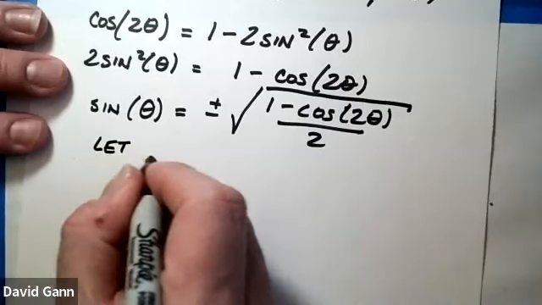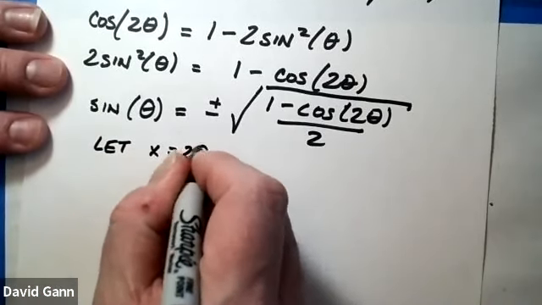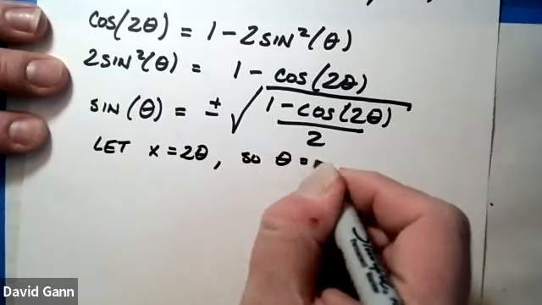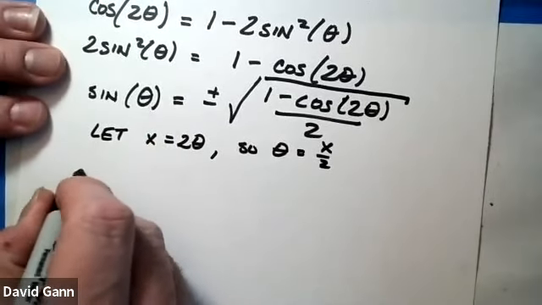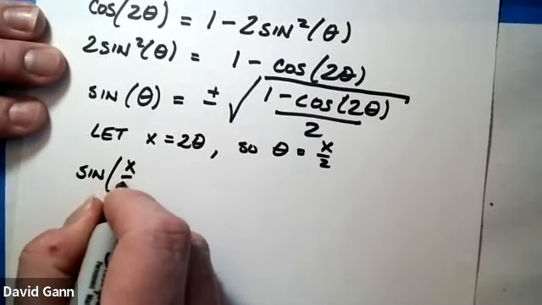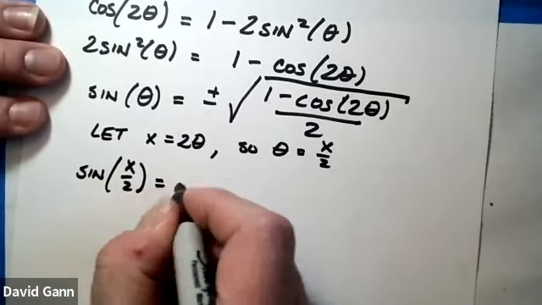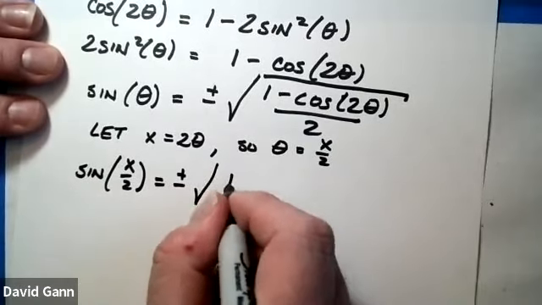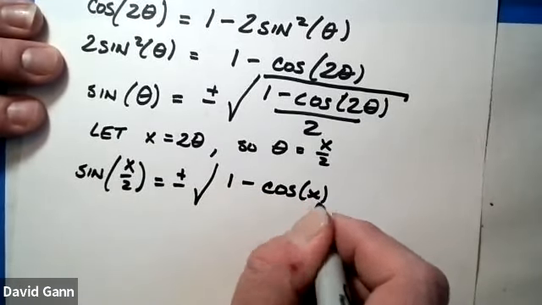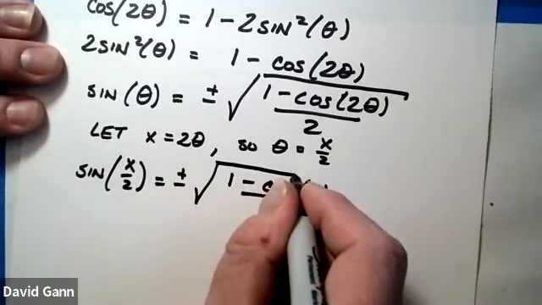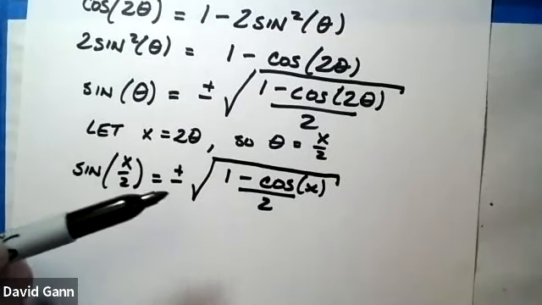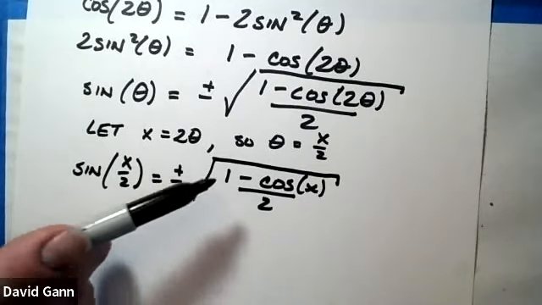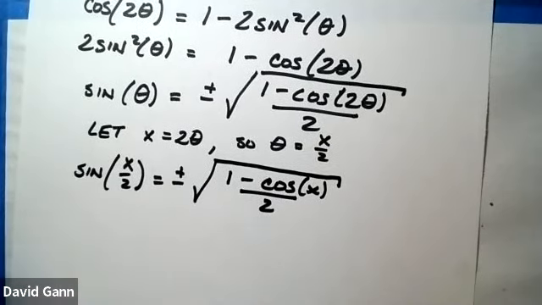So let's say let x equal 2 theta. So theta is equal to x over 2. And rewrite this equation using x. So we have sine of the half angle is equal to plus or minus the square root of 1 minus cosine of the angle over 2, and everything's under a square root. Normally you'd simplify this, but for whatever reason, it's standard to see it this way, where everything is under this radical. It's kind of bizarre, but it's also the way that you always see it.